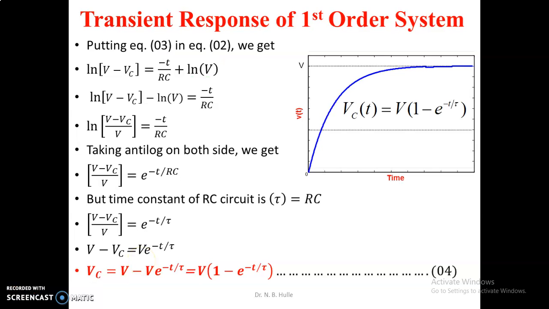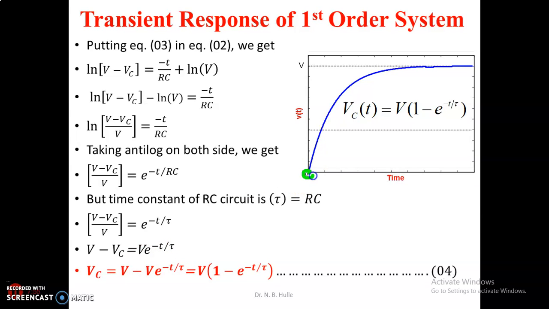Now here, if we are trying to understand its behavior, in that particular case we will find out two cases. At t is equal to 0, how will this equation be? At t is equal to 0, this e raised to the power of 0 term will become 1. 1 minus 1 is 0, so this Vc of t will be 0. In this particular case, at t is equal to 0, this Vc of t is 0.